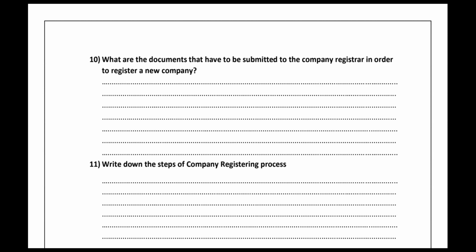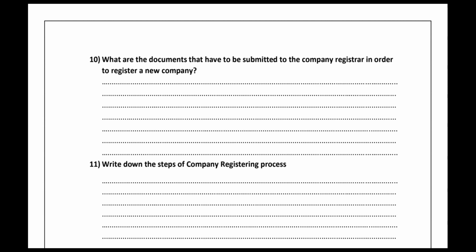What is the third document? Easy, article of association. You have to present it to the company registrar. Just write AOA. And afterwards, I told you, you have to get the consent of the director and the consent of the secretary, isn't it? So the fourth document is director's consent letter, and the fifth document is secretary's consent letter. These are the 5 documents.